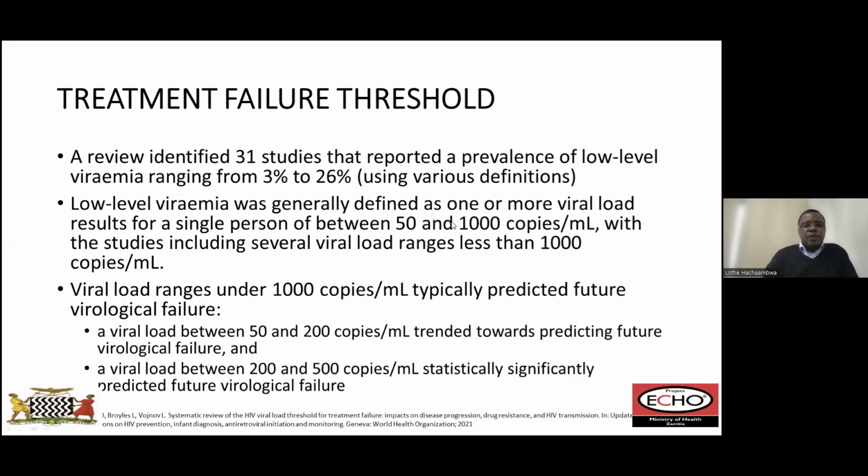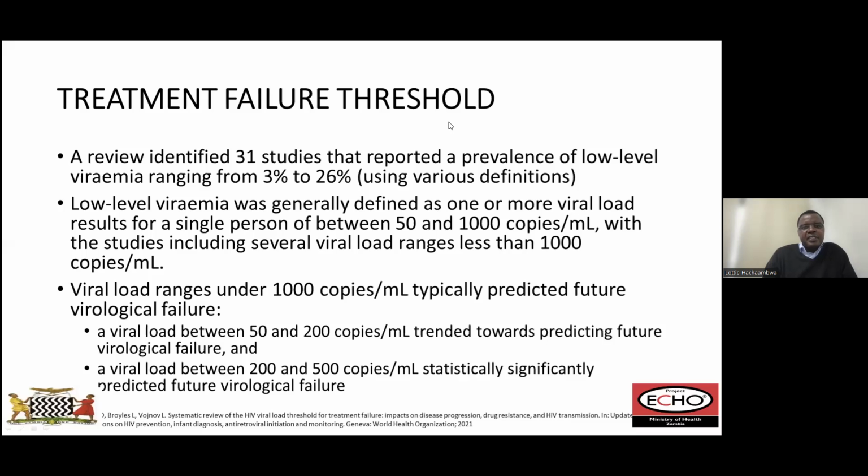So, WHO uses a viral load of 1,000 copies per microliter in order to diagnose treatment failure. You find different guidelines use different thresholds. So this just summarizes some of the studies that looked at what happens if someone has a persistent viral load, which is above a detectable level. Let's say it's above 50 copies per ml, and yet it's below 1,000. So there was a review, which is cited here, which looked at 31 studies that showed the prevalence of low-level viremia. And in those studies, it ranged from 3% to 26%.